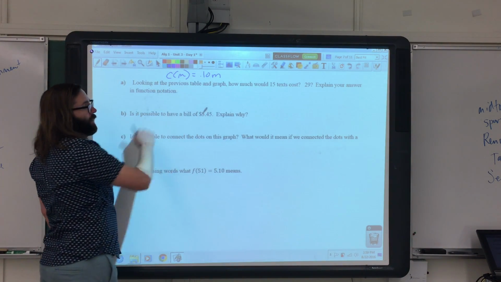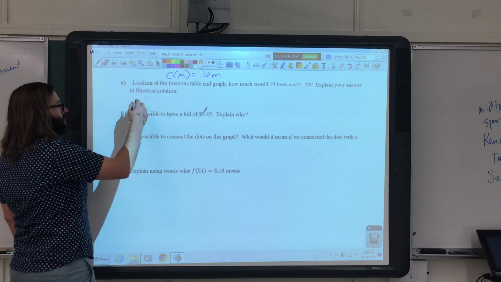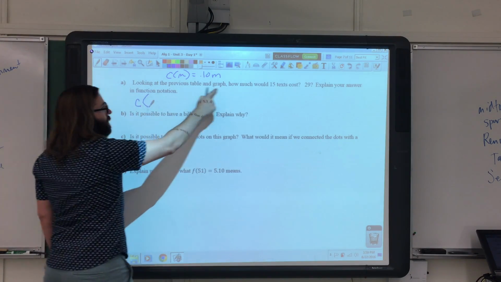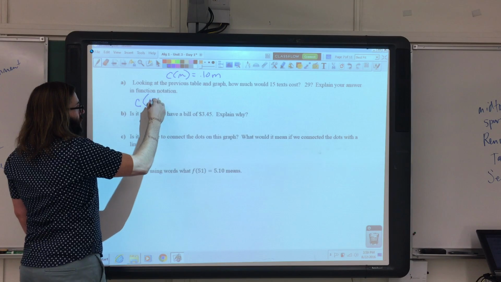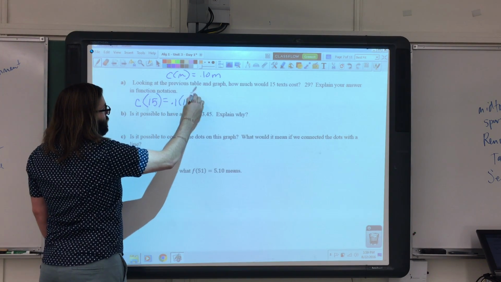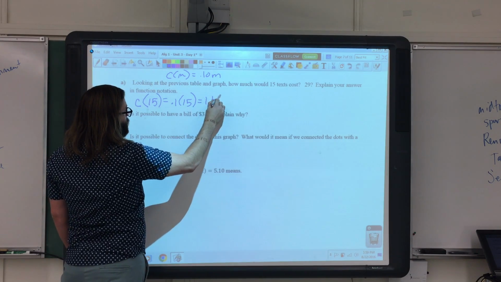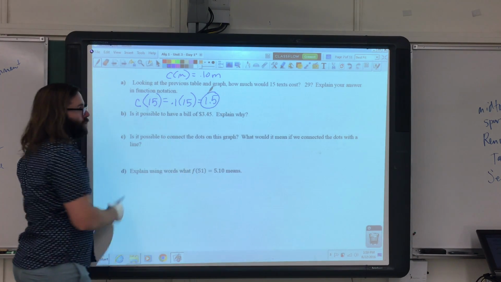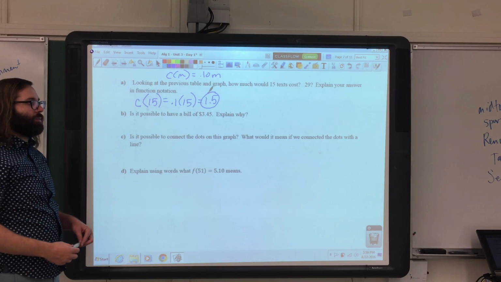Okay? How to put this problem into words? You have the cost of 15 messages. Cost of 15 is equal to 0.1 times 15, which is really 1.5. So it costs you $1.50 to send 15 text messages.